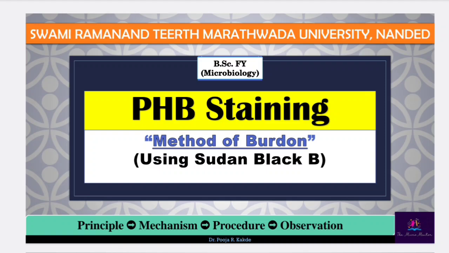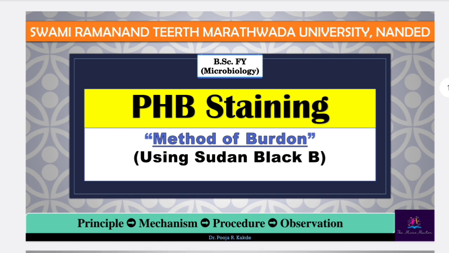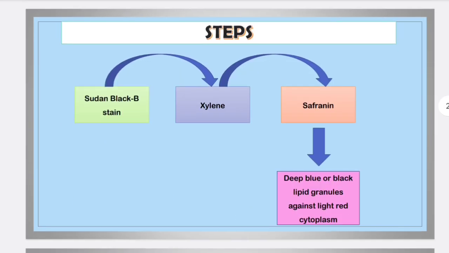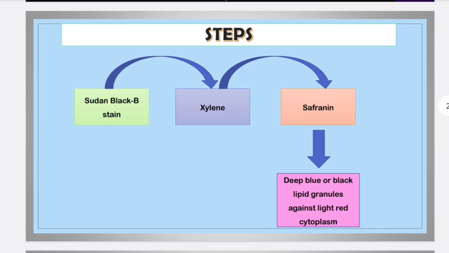In today's lecture we will see PHB staining by Burdon's method, where we will use Sudan black B stain. We will see this lecture with respect to principle, mechanism, procedure and observation. So let us begin this lecture with steps of how we perform that PHB staining.